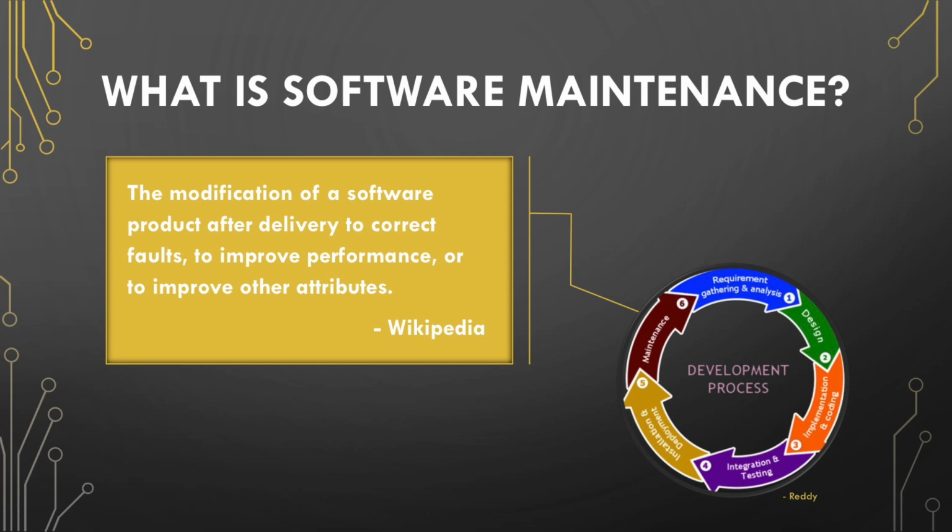Software maintenance in software engineering is known as the modification of a software product after delivery to correct faults, to improve performance, or to improve other attributes. Software is a model of the real world. When the real world changes, the software requires alterations wherever possible as well.